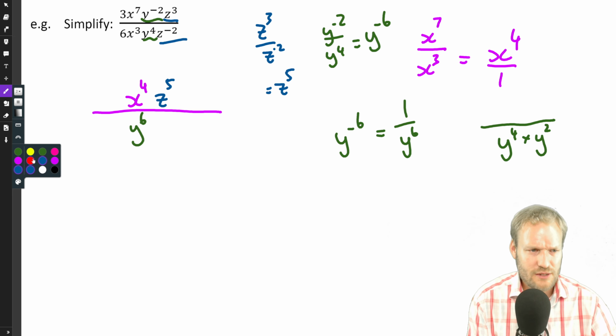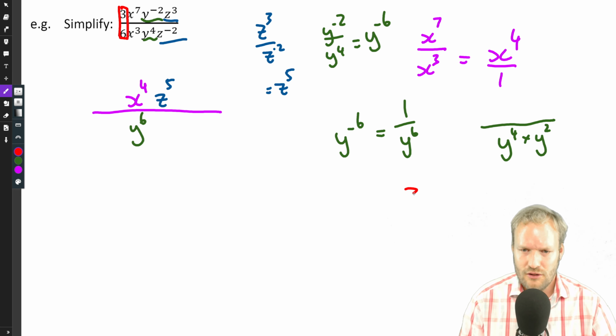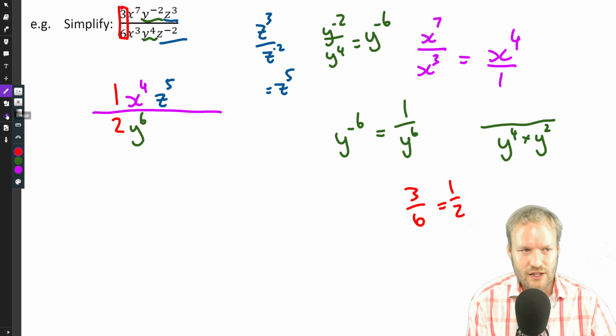And the last bit that I'm ending with is 3 over 6. Well, 3 over 6 we could just simplify to a half, so therefore it's 1 over 2. Whether you write the 1 in the numerator or not, it's exactly the same.